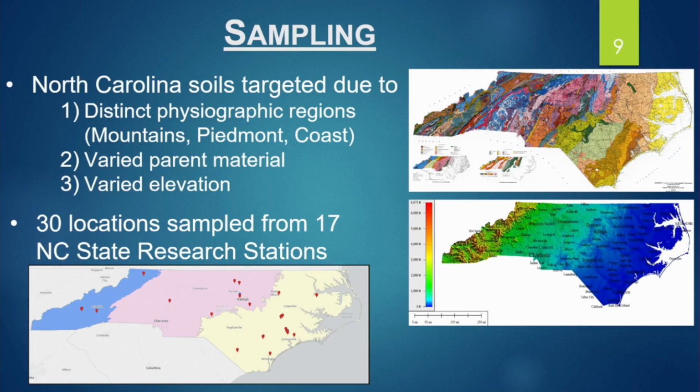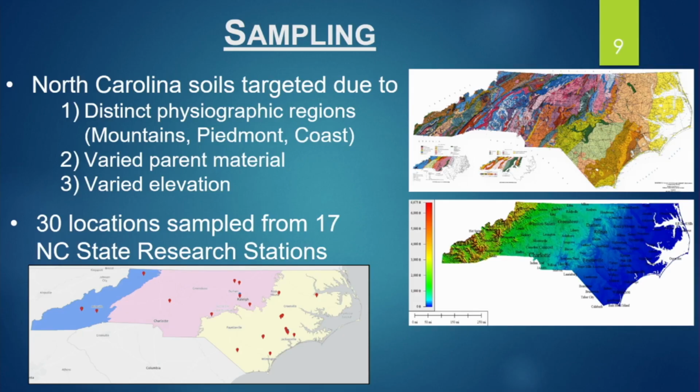We have a mountain region here, followed by a Piedmont area and a coastal plain. And within those differing areas of the state, we also have different compositions and proportions of organic material to inorganic material. So it represents a wide diversity of the types of material that could be submitted in casework.